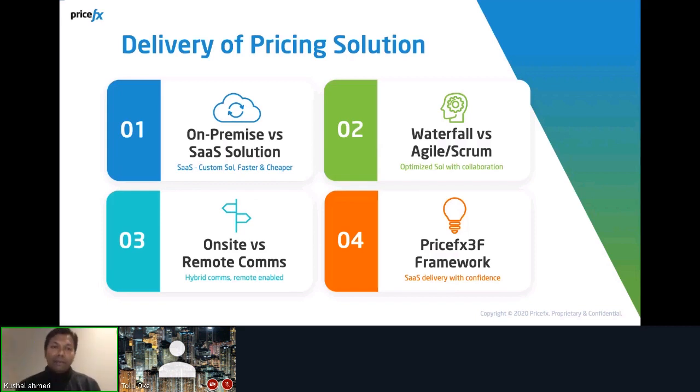For the delivery perspective, we compared waterfall versus agile, and we go for agile and Scrum methodology, which is going to give you an optimized solution with collaboration and feedback. And for the communication mechanism, we go for both. We take a hybrid communication mechanism, where remote communication is always enabled, and which makes our price effects 3F framework, which makes sure you are going to get agile, smooth SaaS solution delivery with confidence.